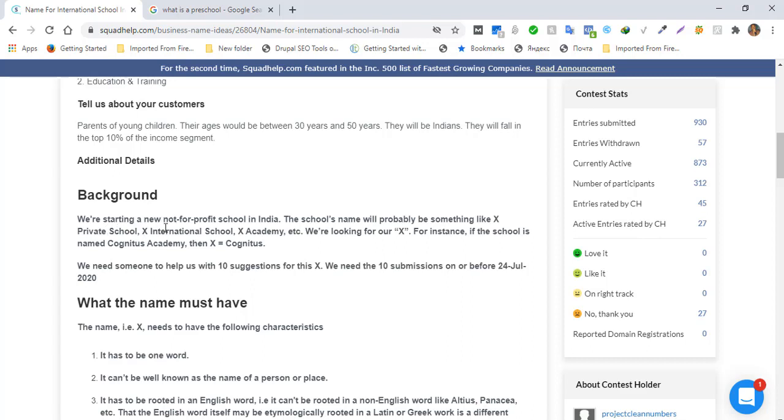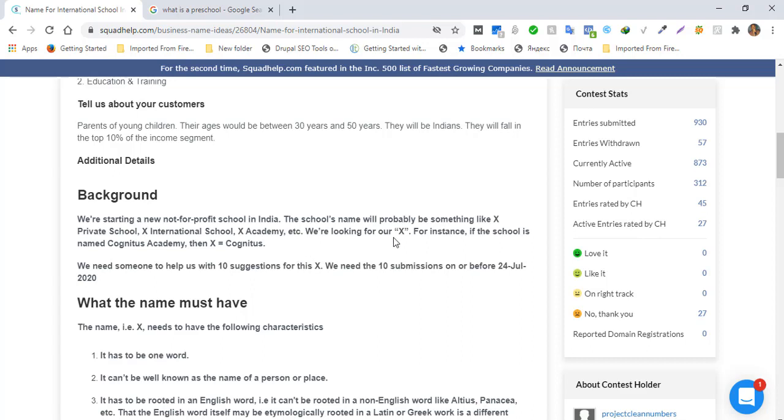We are starting a new not-for-profit school in India. You understand? This is a non-governmental organization. It is not for profit. It is a non-profit organization. The school's name will probably be something like X Private School. Do you understand? They are giving you information. X International School, X Academy. The X is the name you are going to give to them. You can now attach all these things. It's just an example. It doesn't mean that it has to be exactly like this. If you prefer something better, of course they will accept it.